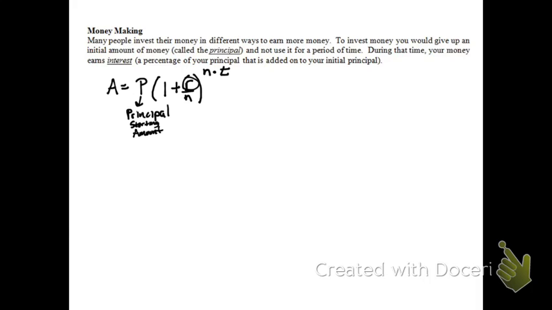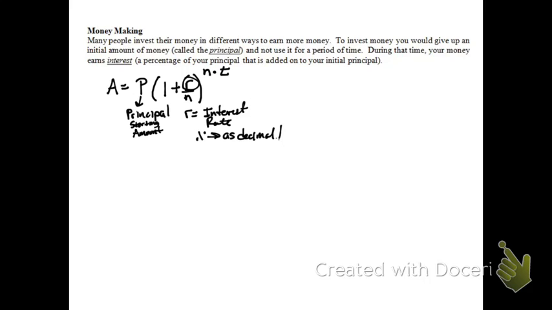R is just like what we had in the last problem. R is going to be your interest rate. Now the interest rate is going to be given in the problem as a percentage, but make sure you change the percent into a decimal. So we want it as a decimal in the problem.